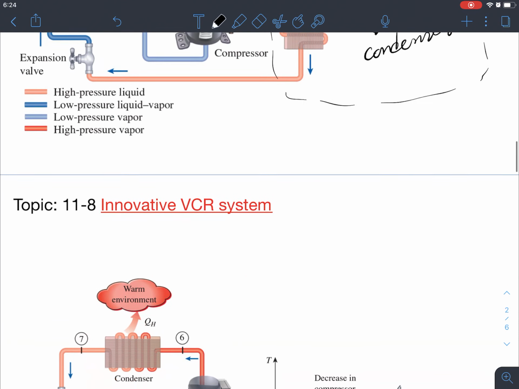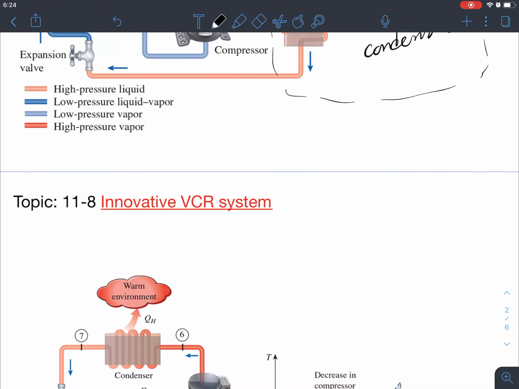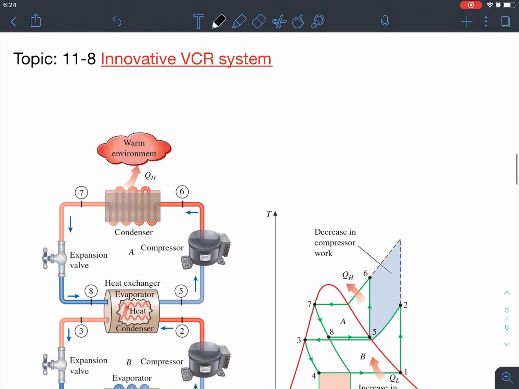Now let's take a look at the innovative vapor compression refrigeration system, another topic. What is that? In the vapor compression refrigeration cycle, we saw that it simply consists of a compressor, a condenser, an expansion valve, and, in ideal cases, an evaporator. In the actual case, creating the cooling effect in this single system is very expensive. Number one, it's an expensive process.